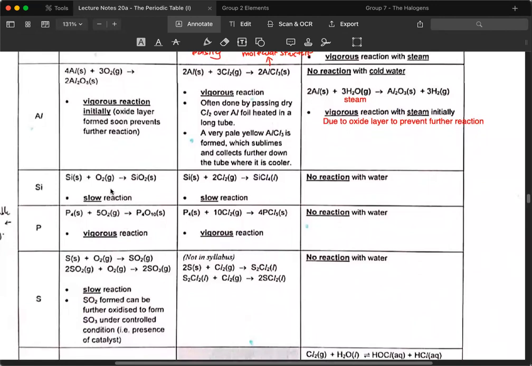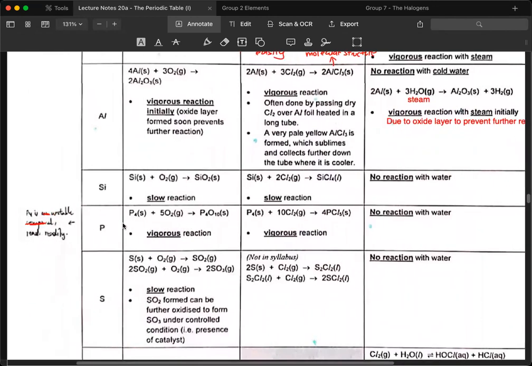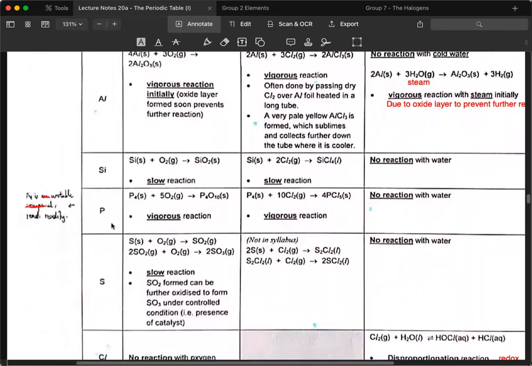Silicon reacts with oxygen to form silicon dioxide. That happens, but very slowly. Then we have a change. Phosphorus itself is considered quite reactive and unstable, so it will react readily with oxygen. So the reaction of phosphorus with oxygen will be vigorous to form P4O10, phosphorus oxide.